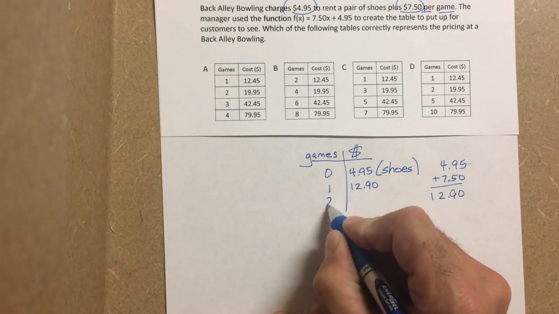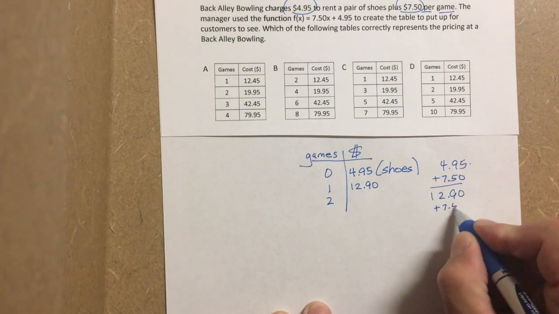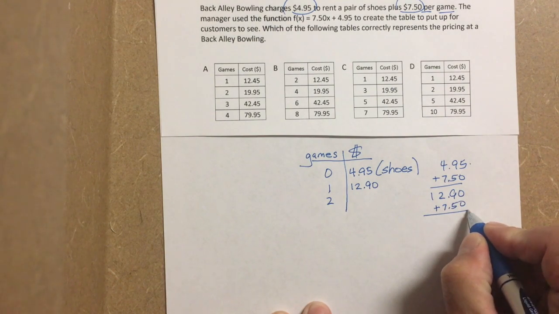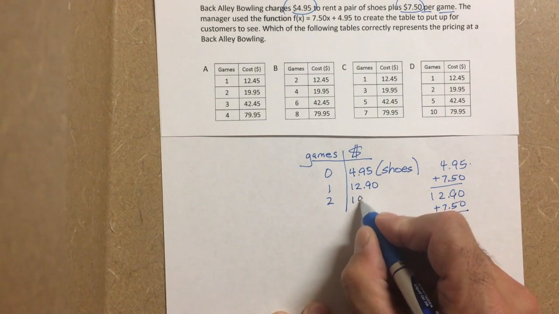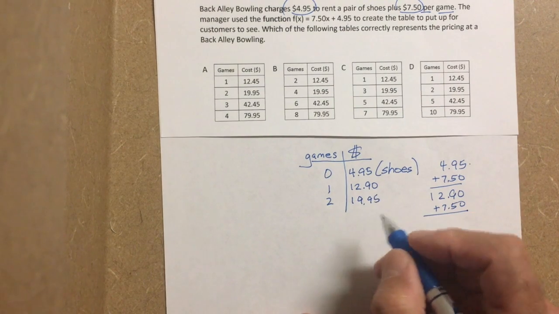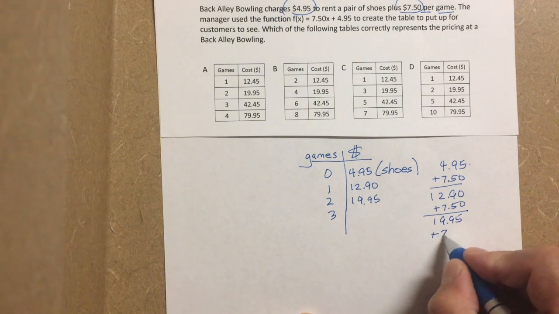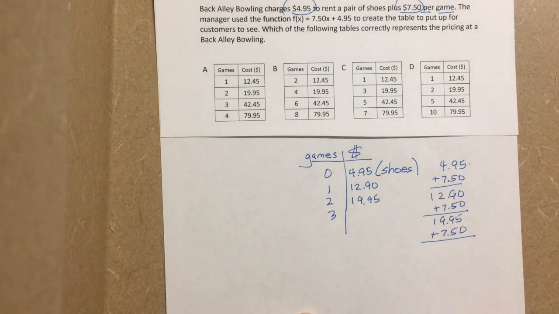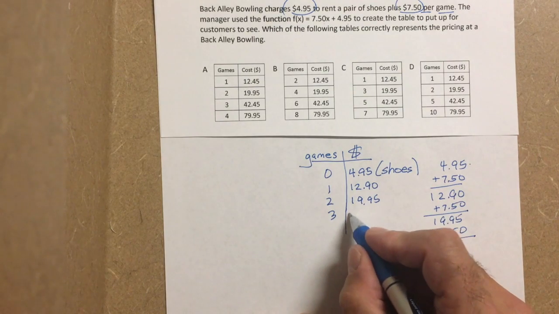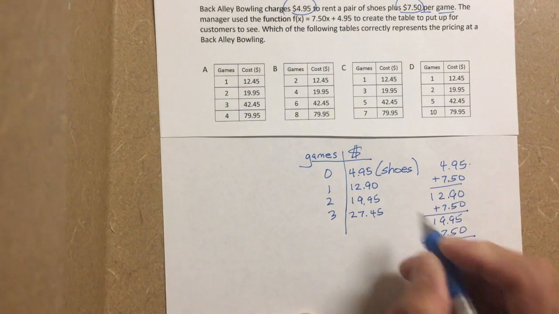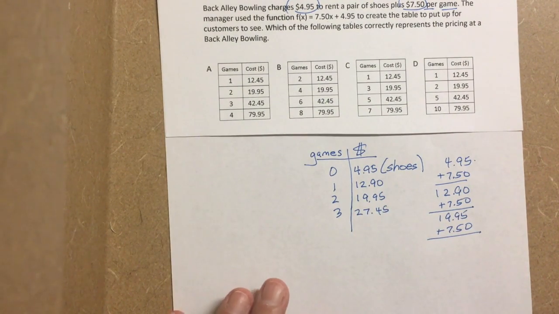And I would continue adding $7.50 for each game. So for 2 games, it would be $19.95, adding another $7.50. For 3 games, it would be $27.45. I think I have enough information to compare.